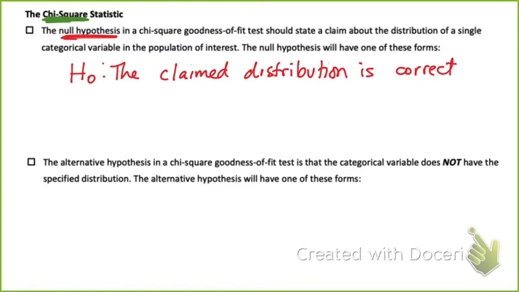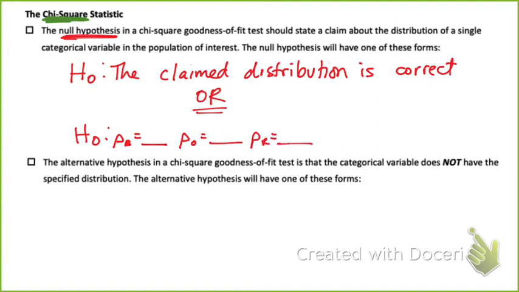Why? So that's one way you might see it. Now, there is a more detailed way that you could do this. You could say that the null hypothesis is that P_B, that would be for blue, equals blank, and then P_O equals blank, and then P_R for red equals blank, and then P_BR for brown equals blank. Okay, you could do that if you wanted to. You could list out each individual one.